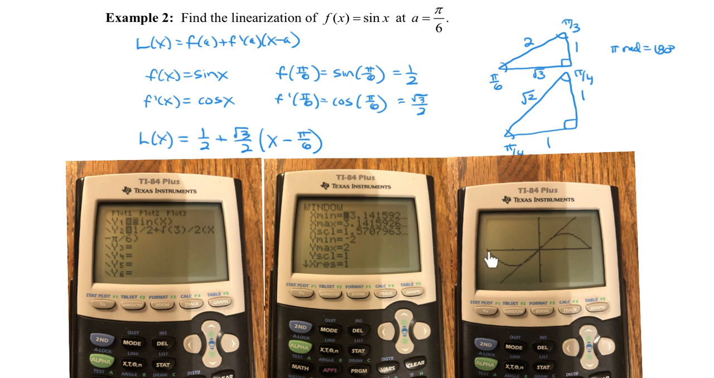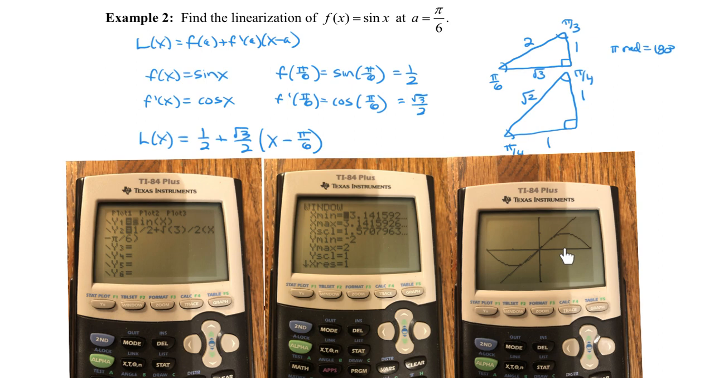Then you can see, here is negative pi, and the sine curve comes around, goes through the origin, comes back, and hits 0 at pi again. And then here's the line. So this is pi halves, so pi over 6 is probably somewhere around here. It does in fact look like they're tangent. So it looks like around here we're going to get a pretty decent approximation.